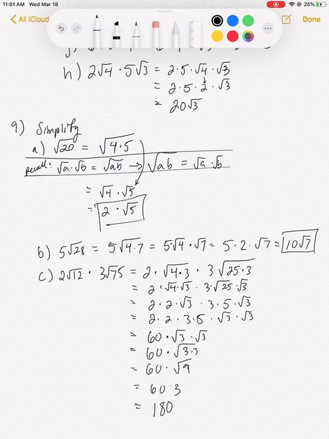Okay, notice though, which we'll use later, is we have the square root of 3 times the square root of 3. That one, when you multiply it all together, gives you just 3. Okay, so that kind of thing we'll find out in the homework and throughout the lesson here. Okay, so that one is 9C. Moving on to 9D.